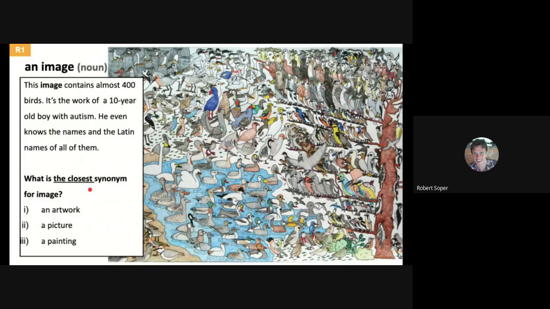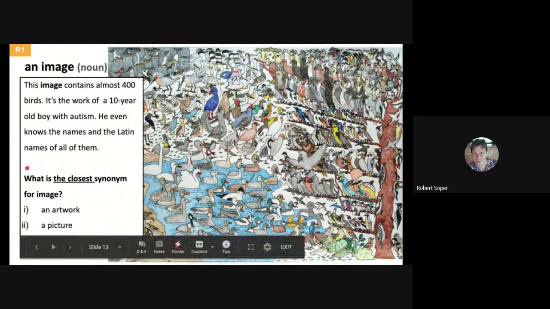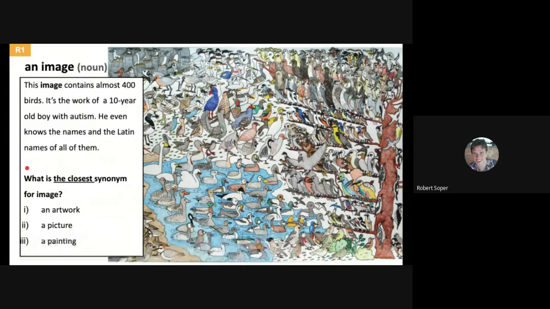Let's talk about this word. So we remember that an image is something. I can't explain what it is because there's a question about it down here. So try and remember what an image is. We're going to use it in context. This image contains almost 400 birds. It's the work of a 10-year-old boy with autism. He even knows the names and the Latin names of all of them. Quite incredible.